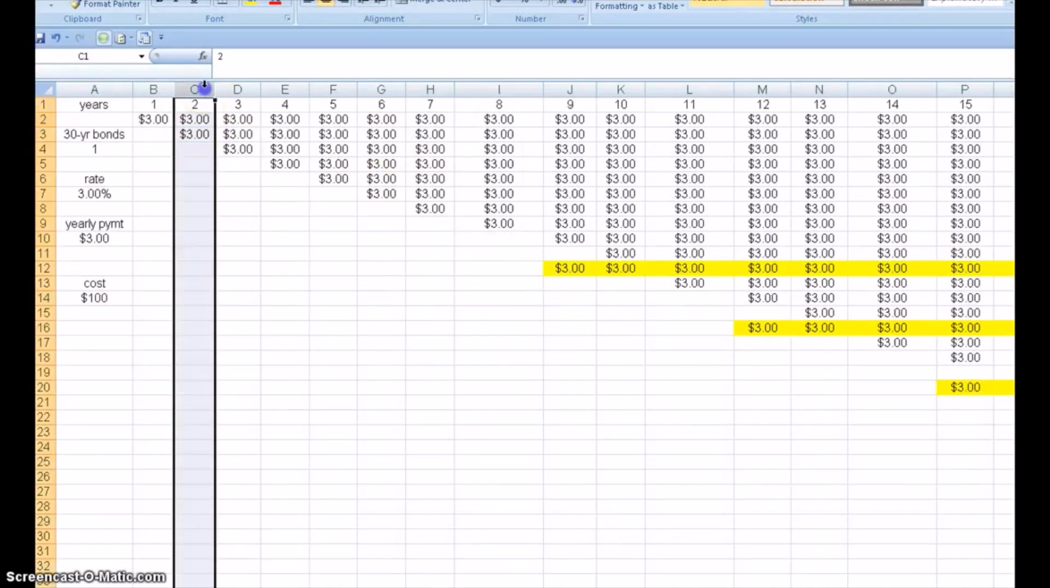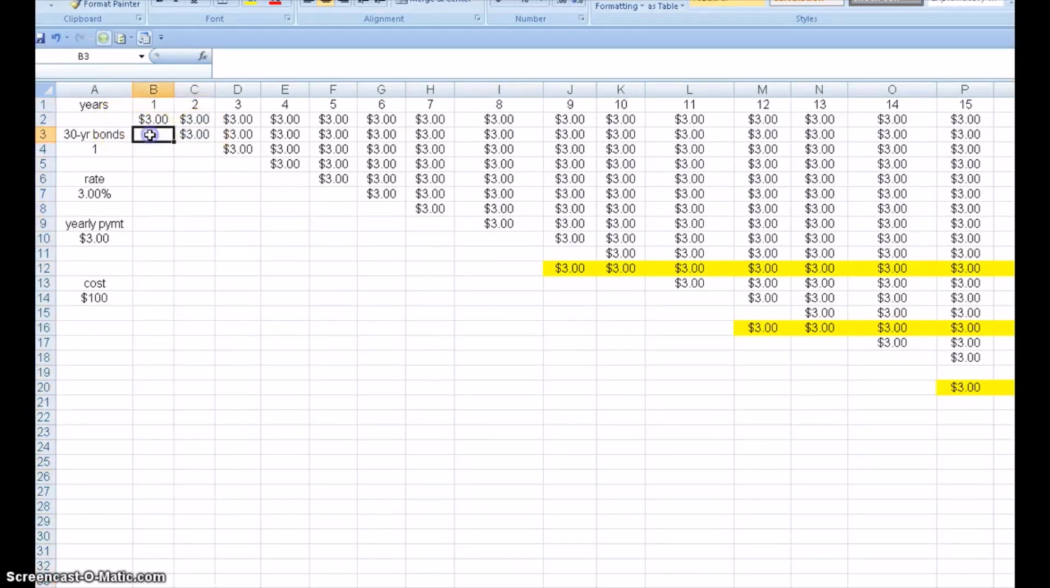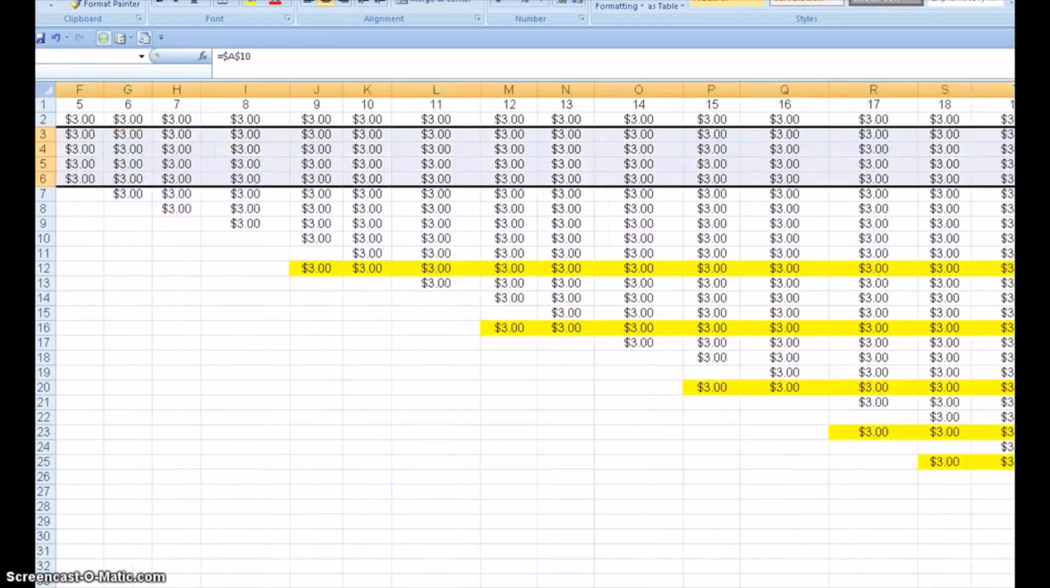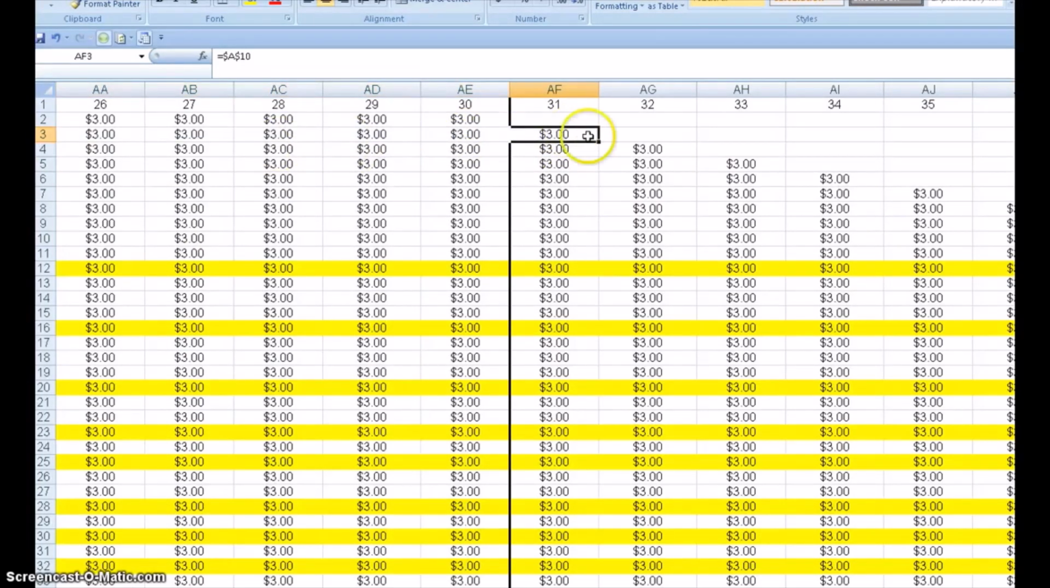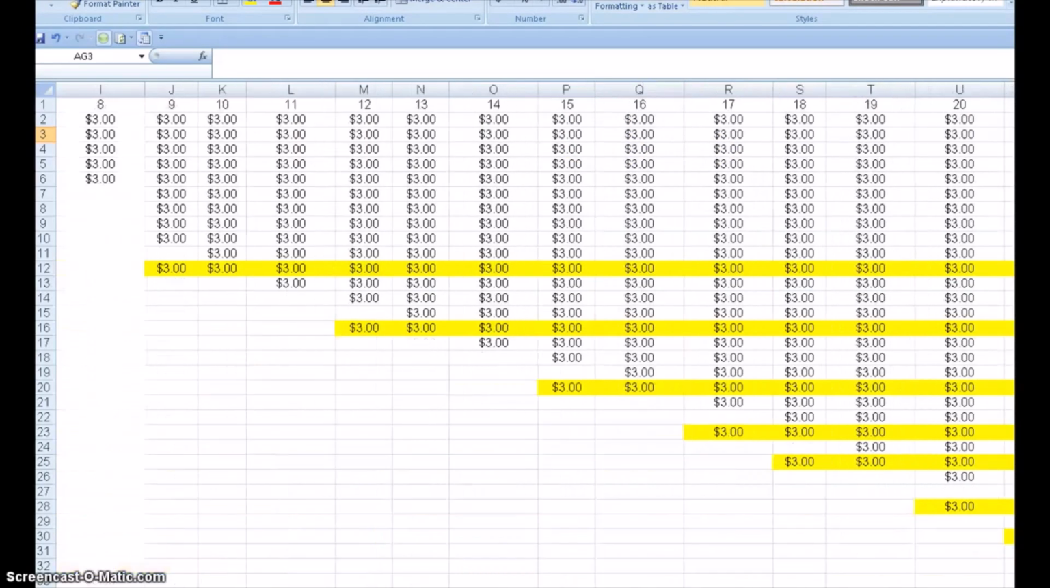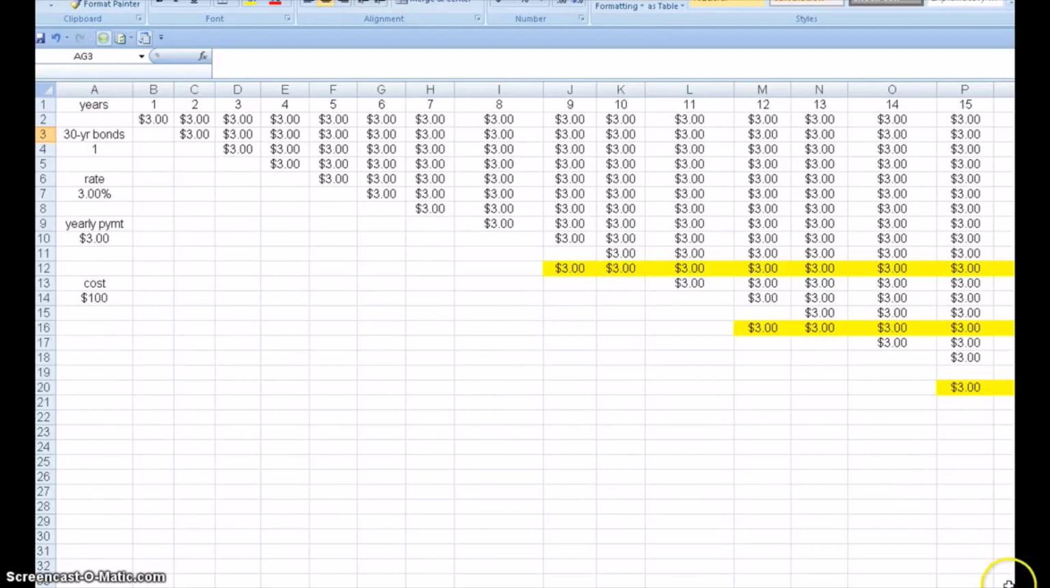And then in the second year, I'm going to buy another bond. So nothing happened in the first year because I hadn't bought this bond yet. And this one goes out again. That one goes for 30 years. So after the 31st year, that one stops. Right? So I do that every year for 30 years.